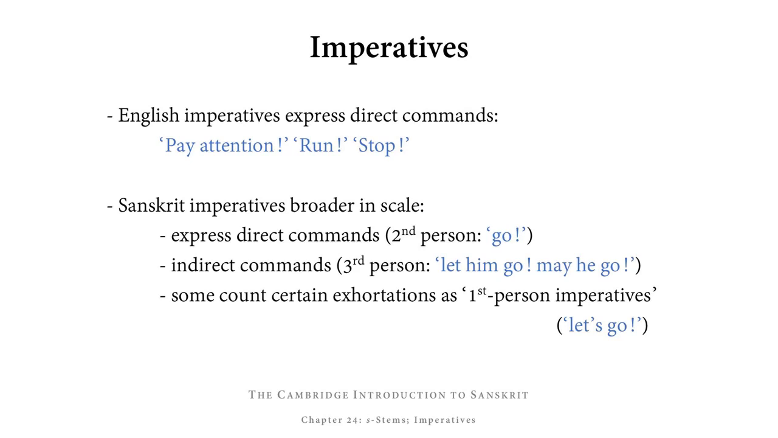Sanskrit imperatives are a little broader in their meaning, a little broader in scale. Second person imperatives do express direct commands, for example, go. Third person imperatives express indirect commands. So for example, I could say about someone, may he go, or let him go. Some grammarians also count certain exhortations as first person imperatives. So there would be expressions such as let's go, no matter whether it's addressed to two people, so that would be a first person dual imperative, or many people, that would be a first person plural imperative.